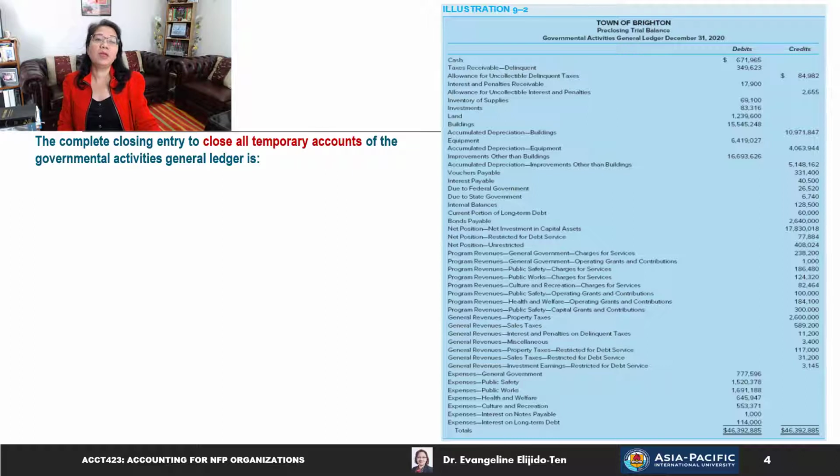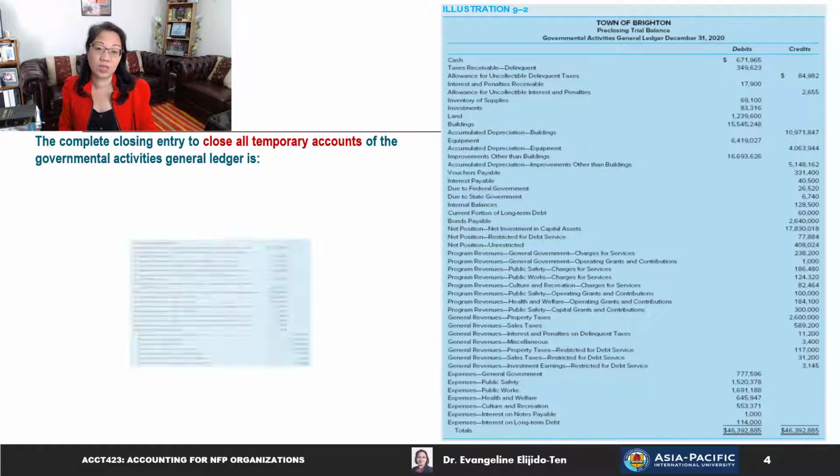The complete closing entry to close all the nominal or temporary accounts of the governmental activities general ledger will now be prepared. So once you've got the pre-closing trial balance done, then we can prepare the closing entries. So again, what do we close? The revenue accounts and all the expense accounts will have to be closed.